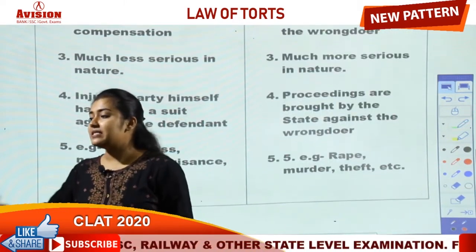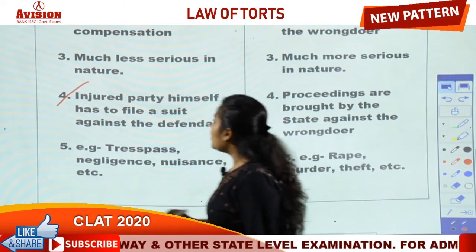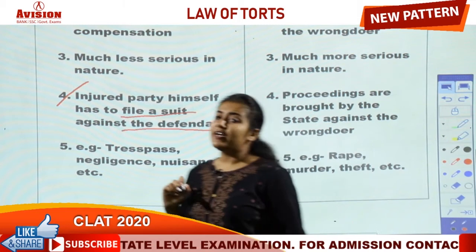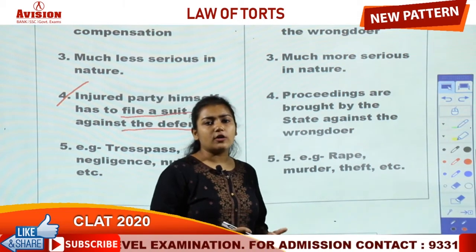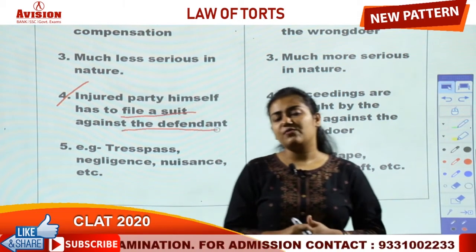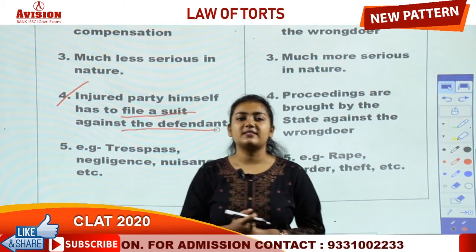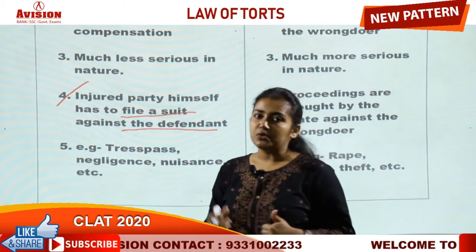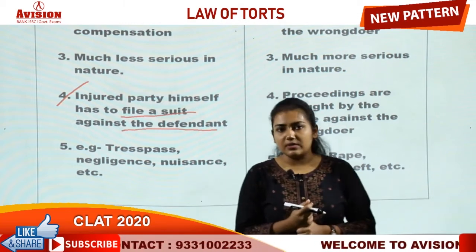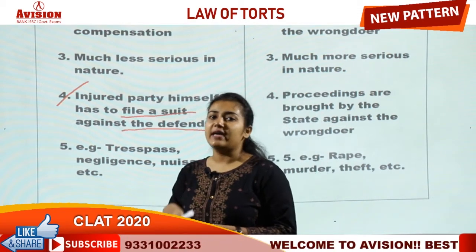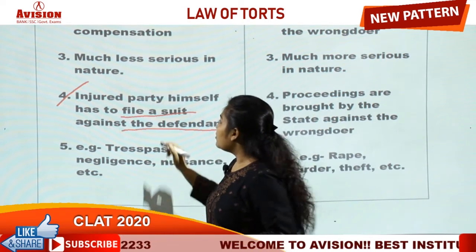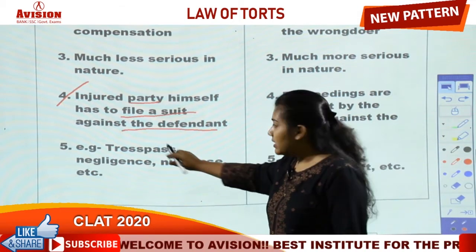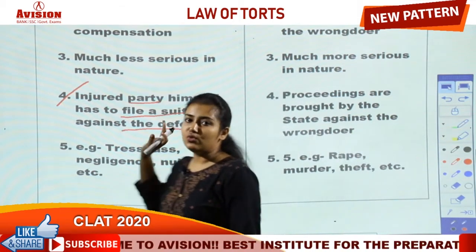Next, the injured party himself has to file a suit against the defendant. In case of a civil wrong or a tort, the state is not going to involve itself in your case. It is not a big crime, it is just a civil wrong. So the state is not going to come here. You will only have to file a civil suit against the defendant or the wrongdoer.